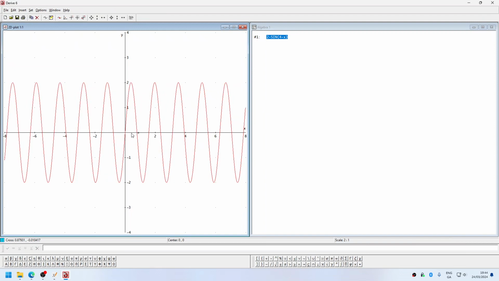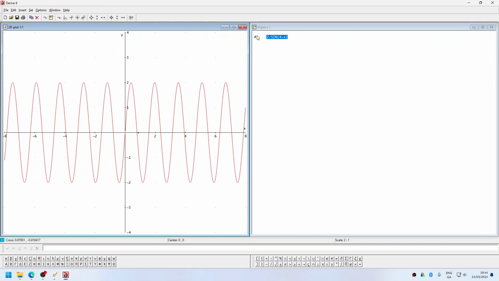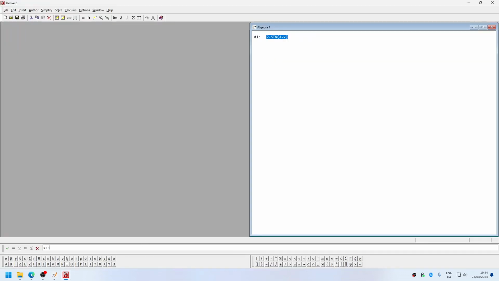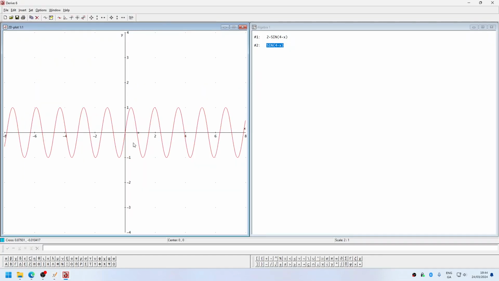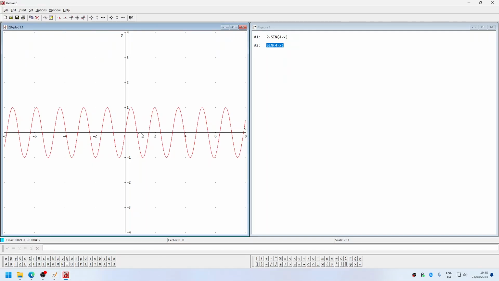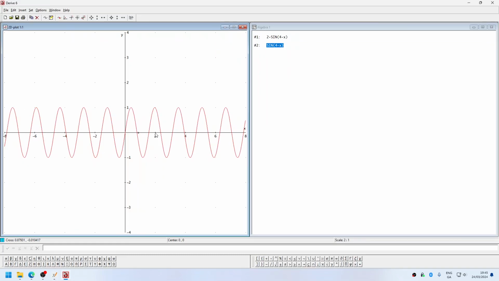Okay, so at about 0.7 and then at about 1.6. Yeah, okay, so I think that's okay. All right, now let's check the next one. 1 sine 4t. So no, at the beginning we actually want at 0.7 we want a 1, and then at 1.6 we want a 0. Yeah, okay, so I think that's okay.